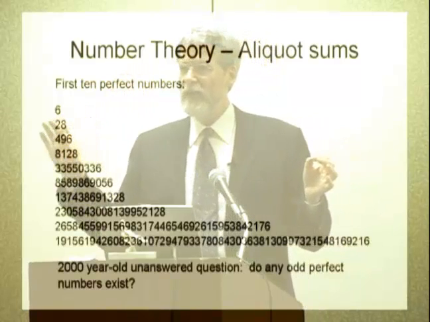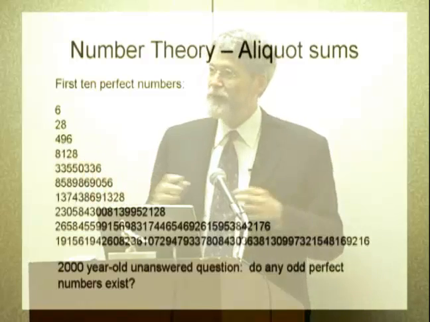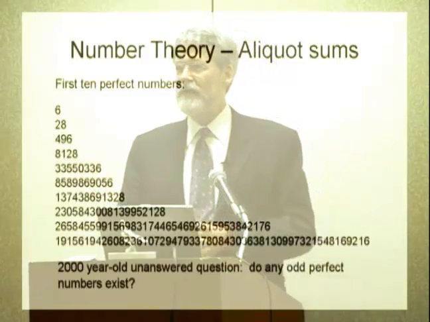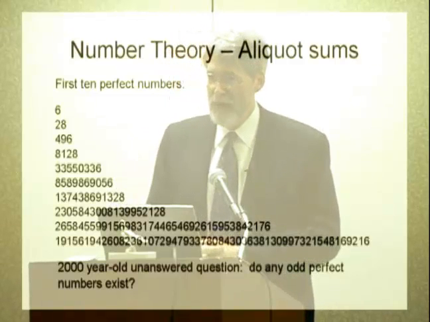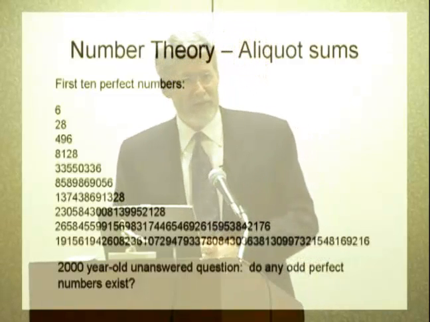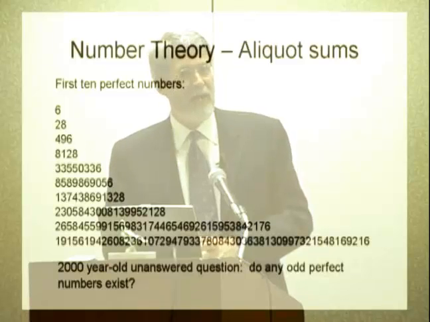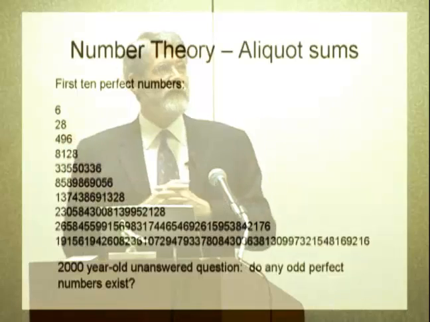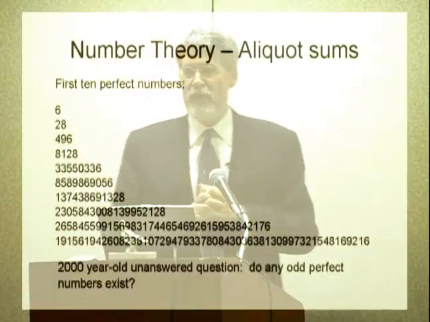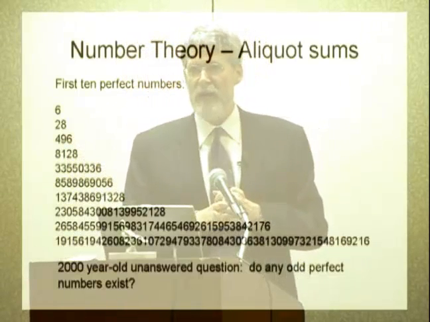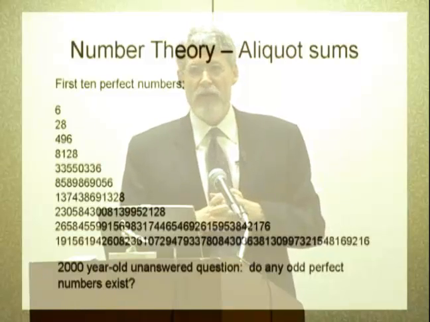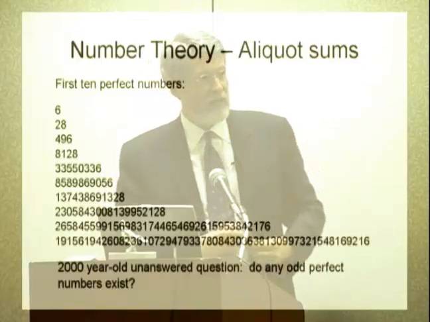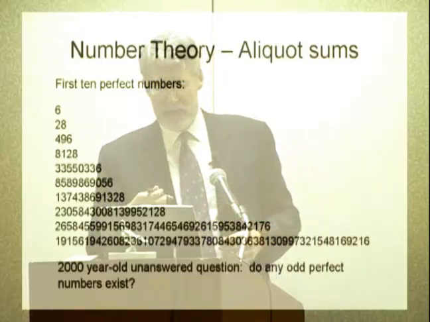If the aliquot sum of a number is 0, the number is referred to as a perfect number. If it's greater than 0, it's referred to as an abundant number in number theory. If it's less than 0, it's referred to as a deficient number. Most numbers are deficient, in fact. Perfect numbers have been of interest for thousands of years in number theory. How many are there, and what are their properties? These are the first 10 perfect numbers. This last one consists of about 58 digits.